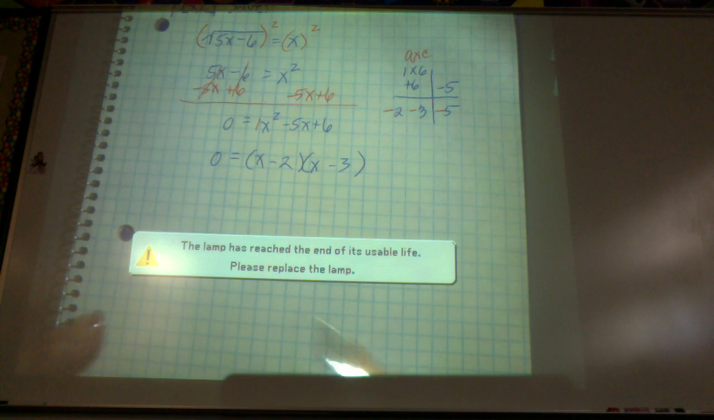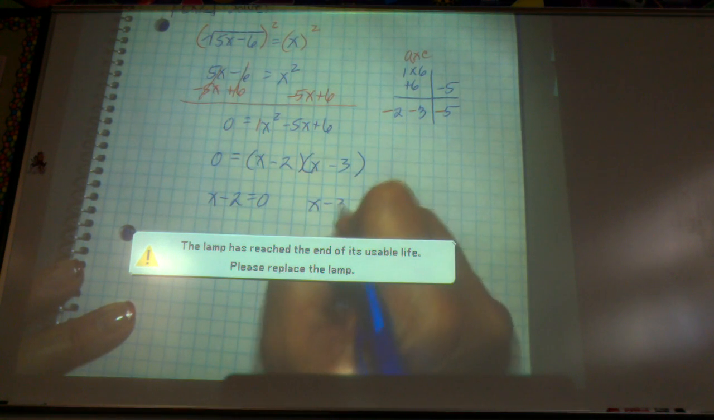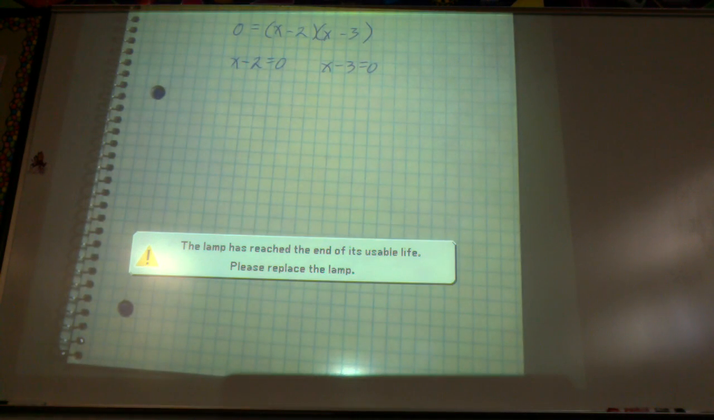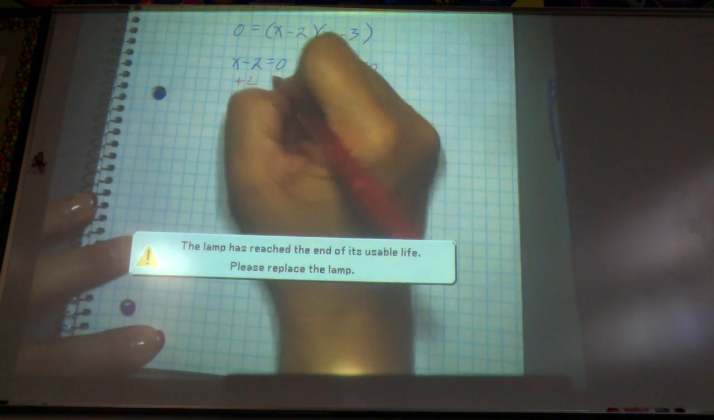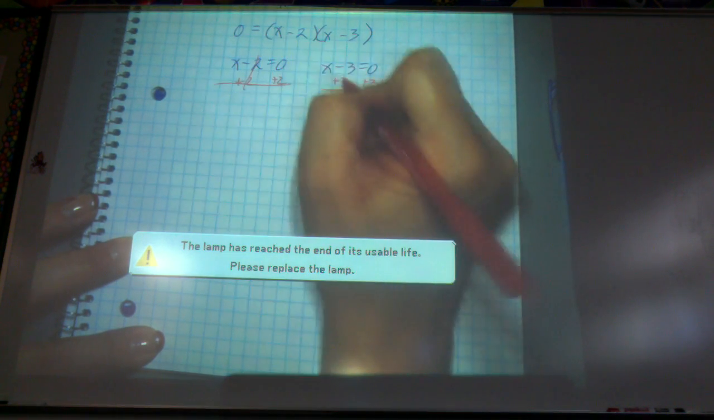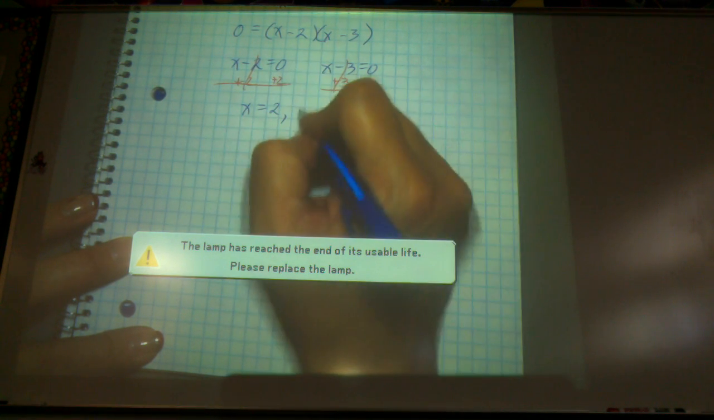So set each one of those equal to 0: x minus 2 equal to 0, and x minus 3 equal to 0, and solve. Add 2, add 3. X is either equal to 2 or 3.